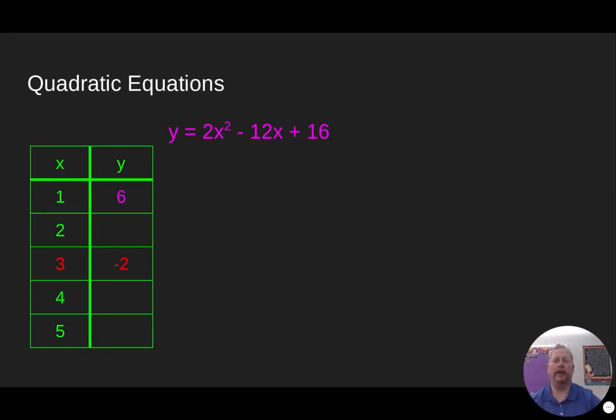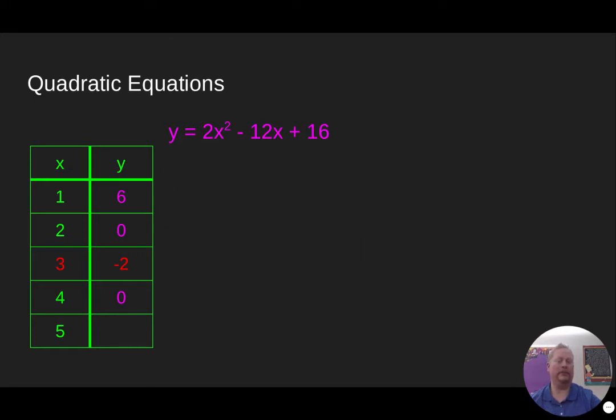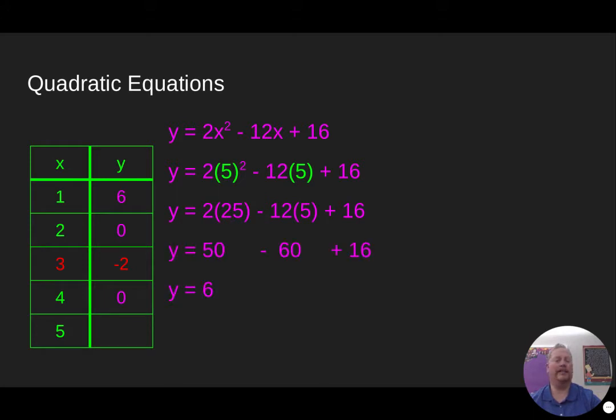So let's do the same thing for 2. Plug in 2, work it on out, and you get 0. Let's take 4, plug it in, work it on out, and I get 0. And then let's take 5 and plug it in. And some of you might see a pattern here and might be able to predict what happens when we plug in 5. But we work it on out and we get 6.